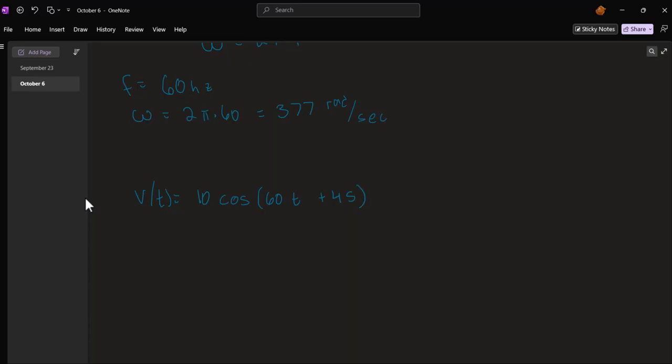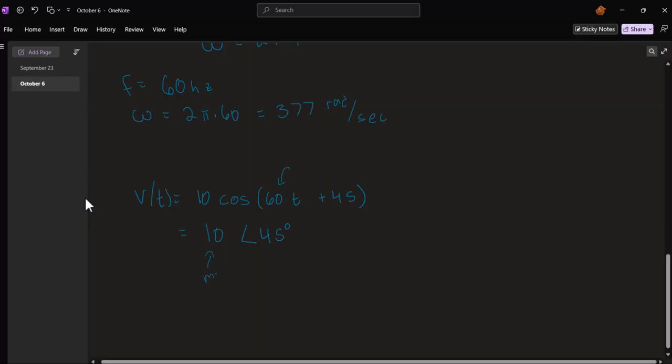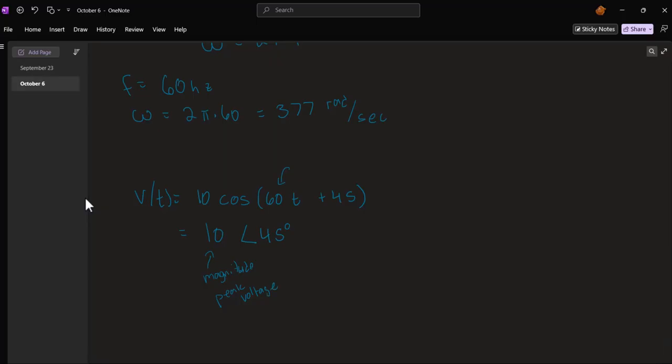And we write it as a phasor, and we just write 10 angle 45 degrees. And so what that doesn't capture is the frequency, but it captures everything else. So this is the magnitude, or it's also the peak voltage.